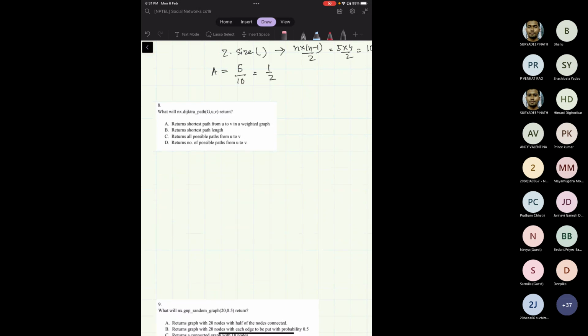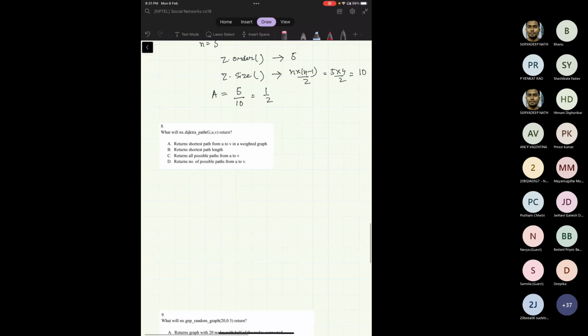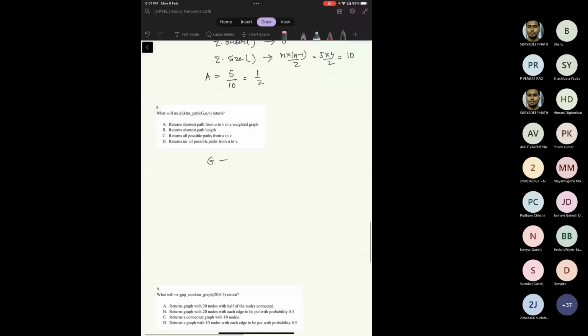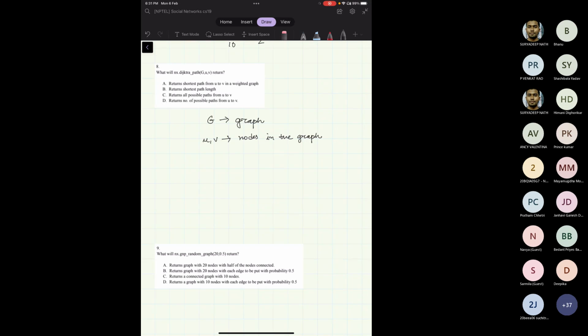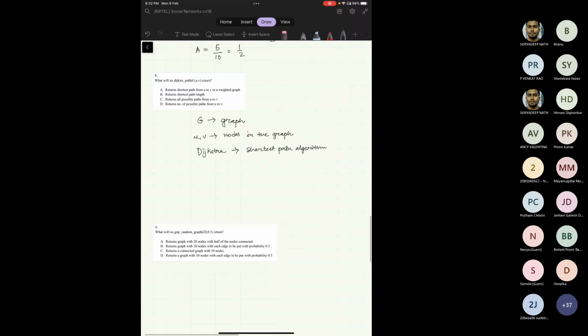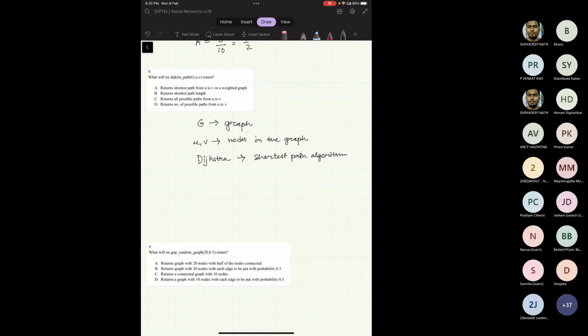What will nx.dijkstra_path(G, u, v) return? G is the graph, and u and v are nodes in the graph. The name Dijkstra comes from the famous computer scientist who gave this shortest path algorithm. It basically finds the shortest path between any two nodes in the graph. That is the straightforward answer, option A: it returns the shortest path from u to v in a weighted graph.